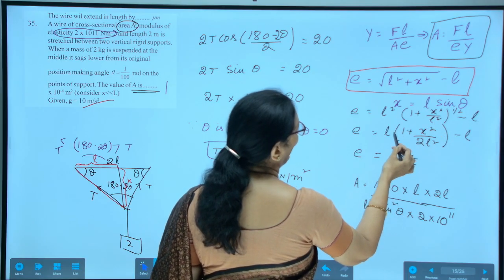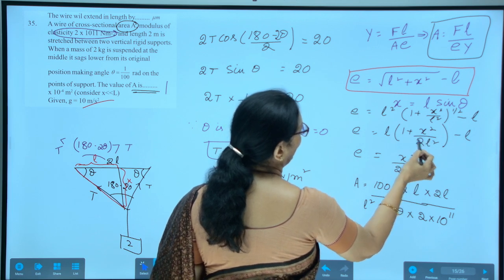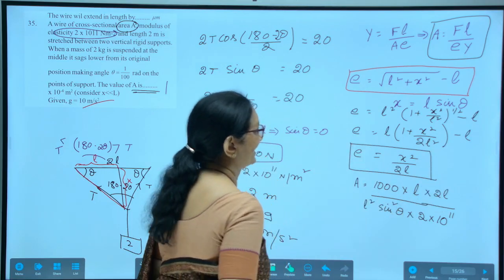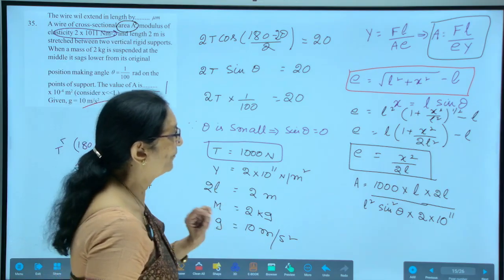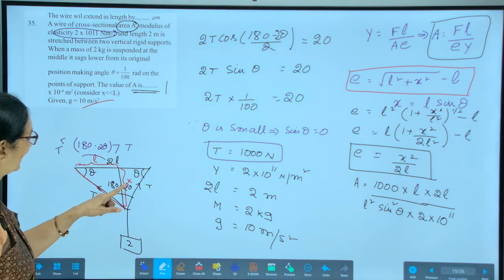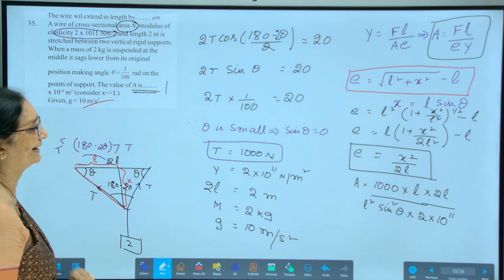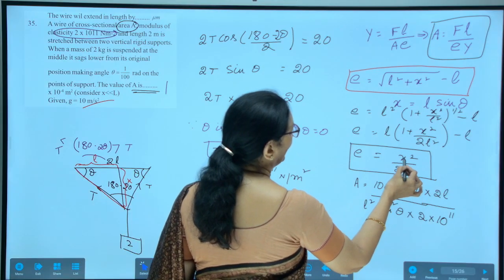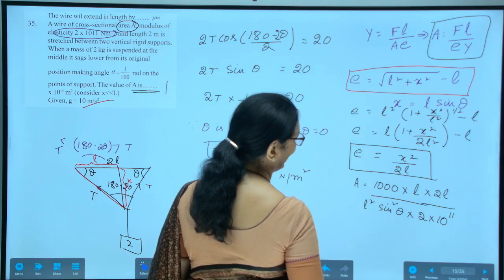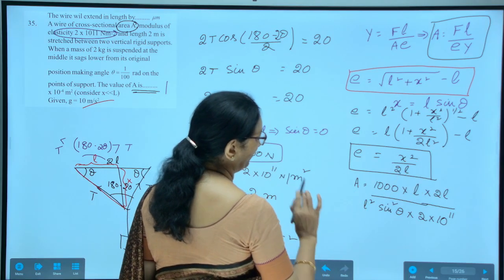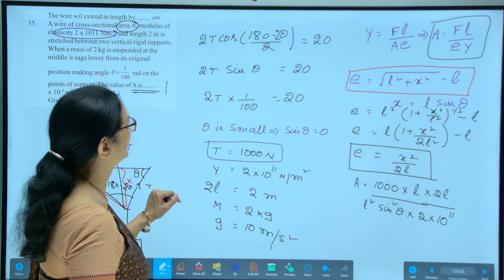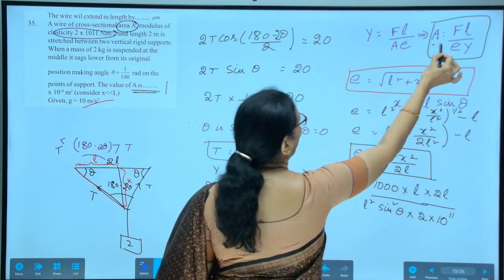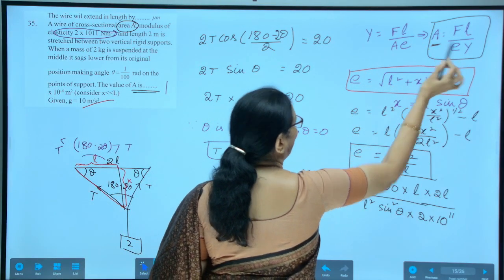So if you expand, L plus x square by 2L square into L minus L, you will be left with this expression. Okay, now from this right angle triangle, x is equal to L sin theta. So let us substitute in this expression x as L sin theta. So look here very carefully. From this expression, Y is equal to FL by AE, A is equal to FL by EY.